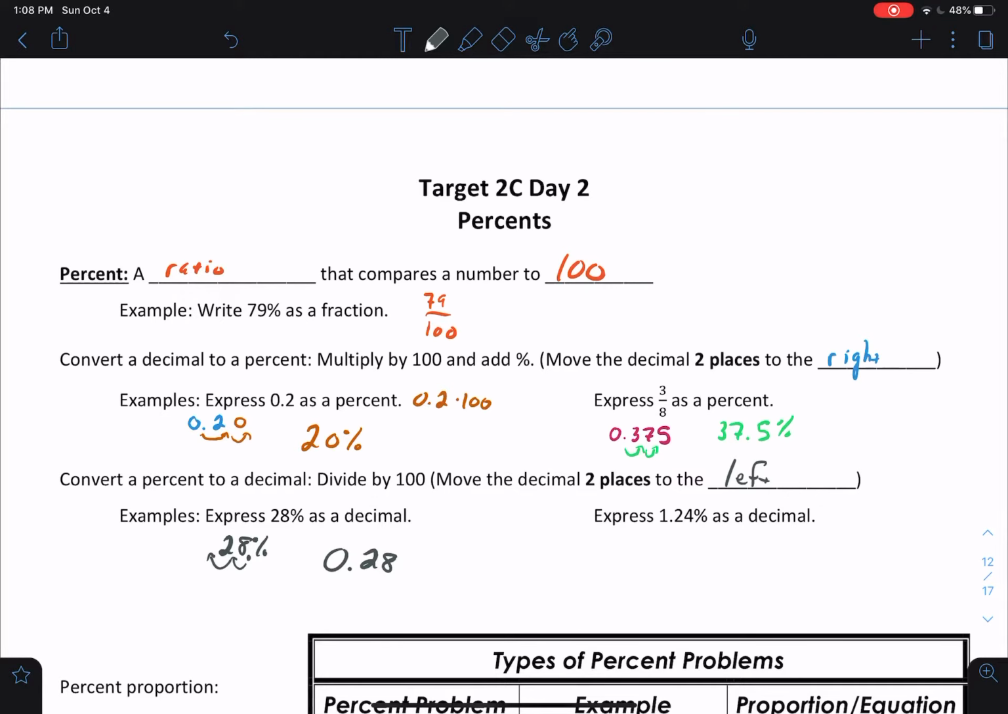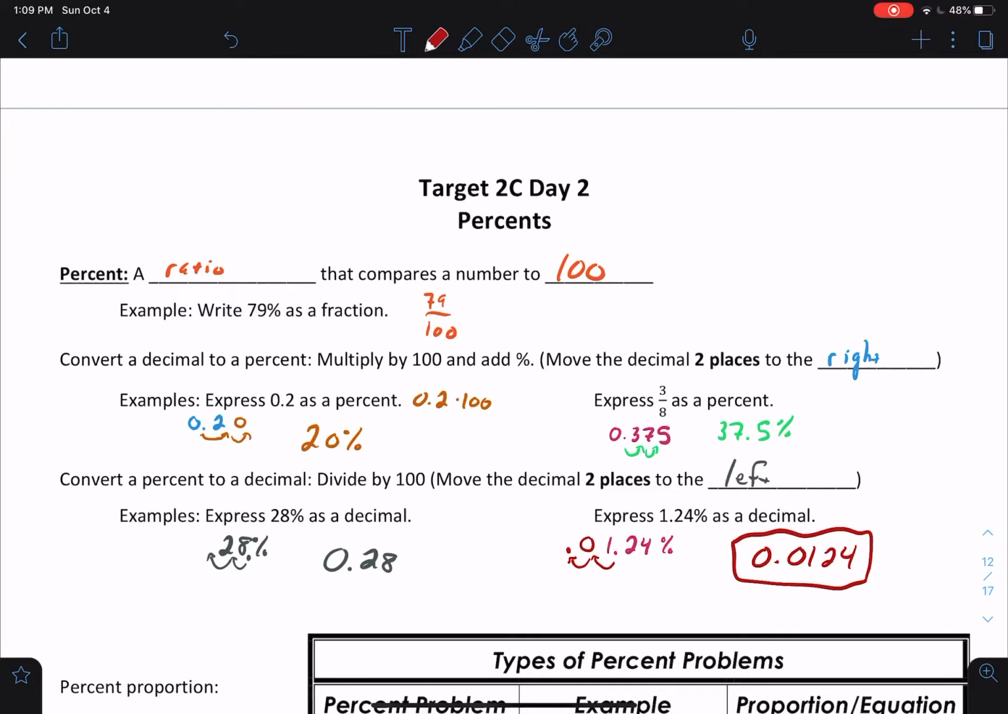What about 1.24% as a decimal? So 1.24%, the decimal is where it's at, and I'm going to move it 2 places to the left. So this is going to be a point and 0 there. So 0.0124. That is going to be the decimal for 1.24%. So if I'm converting a decimal to a percentage, 2 places to the right. If I'm converting a percentage to a decimal, 2 places to the left.